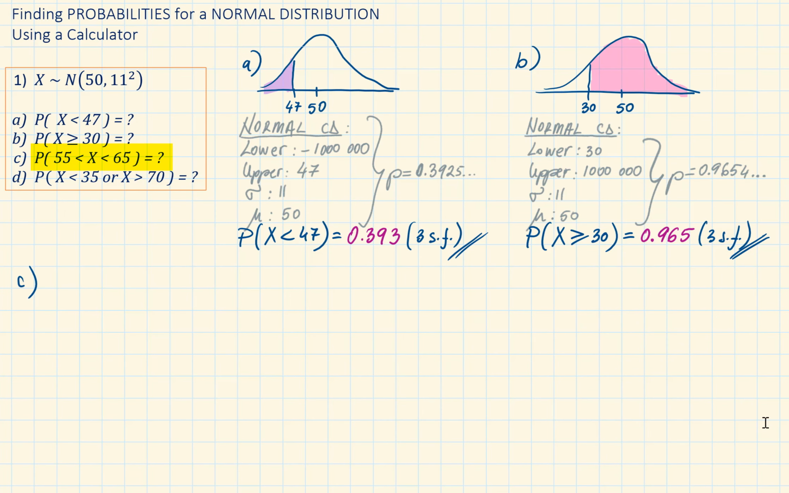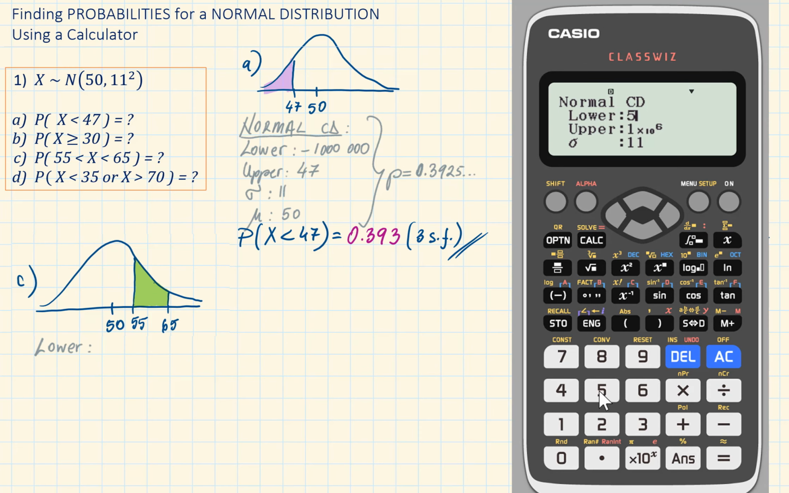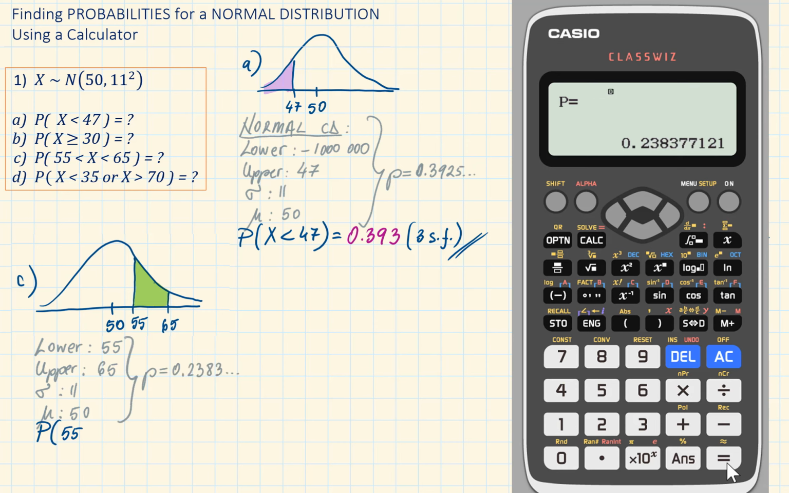Part C. Find the probability that X is between 55 and 65. The probability that we are looking for is given by the green shaded area. On our calculator, for the lower we write 55, for the upper we write 65. The standard deviation and the mean will stay the same as in parts A and B. Press equal to get the probability. The probability to 3 significant figures is equal to 0.238.